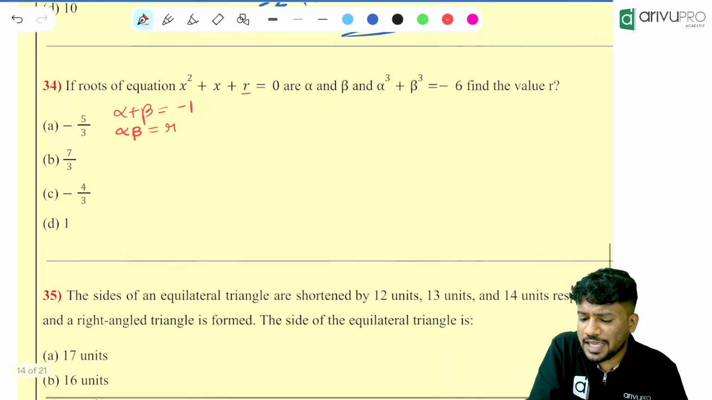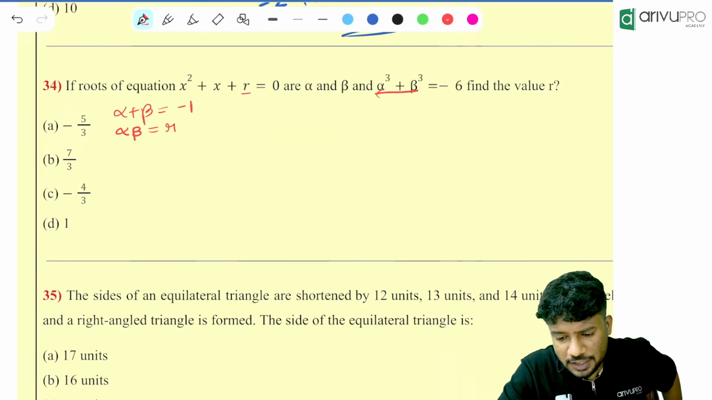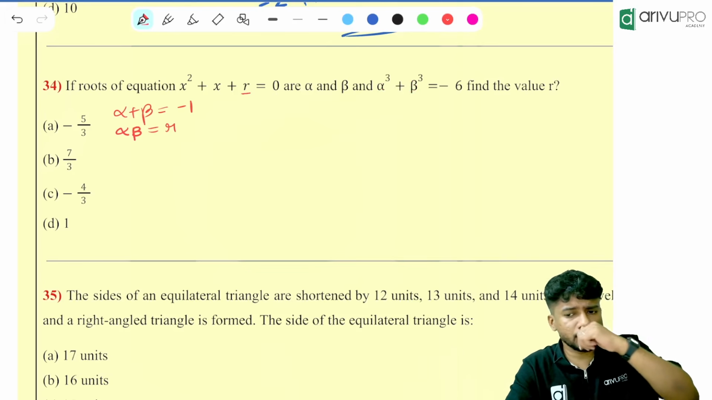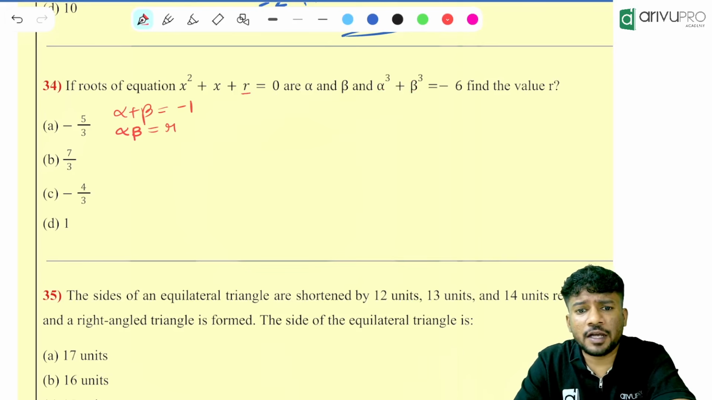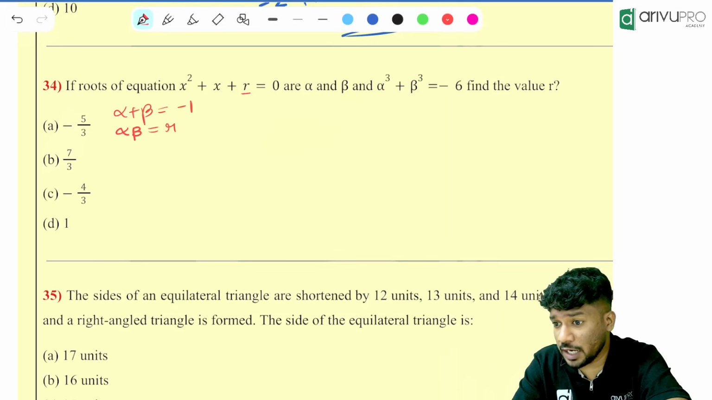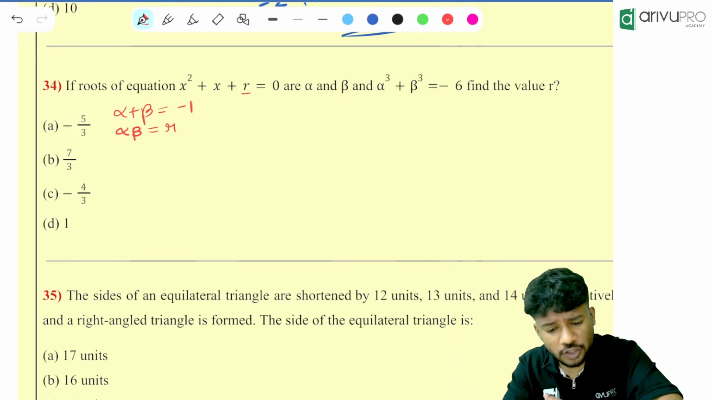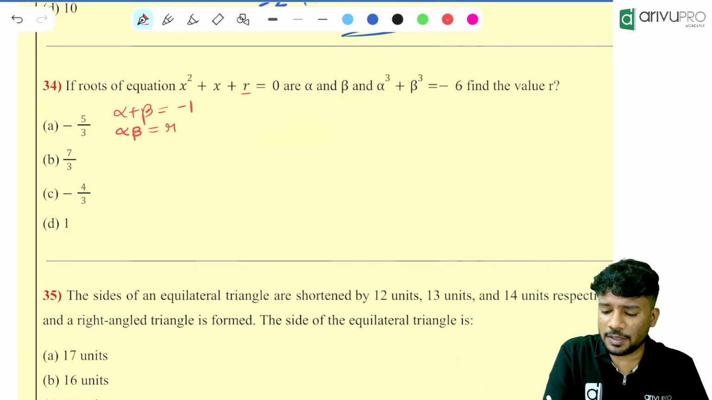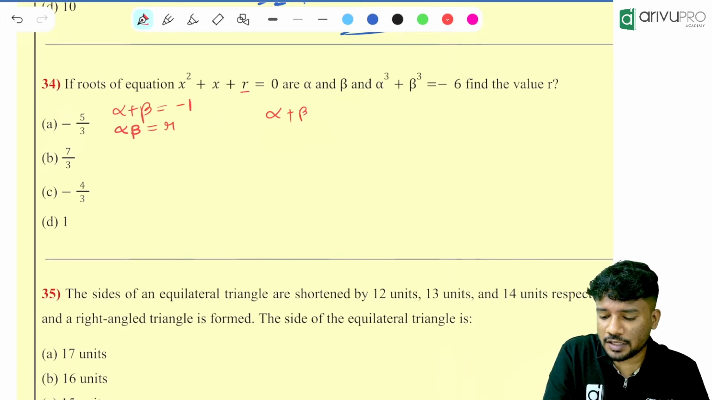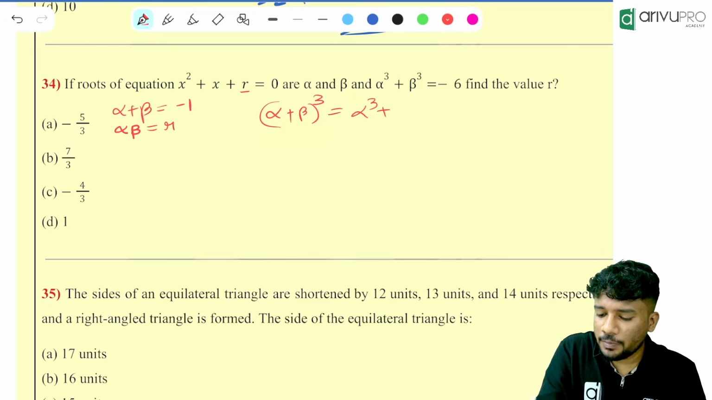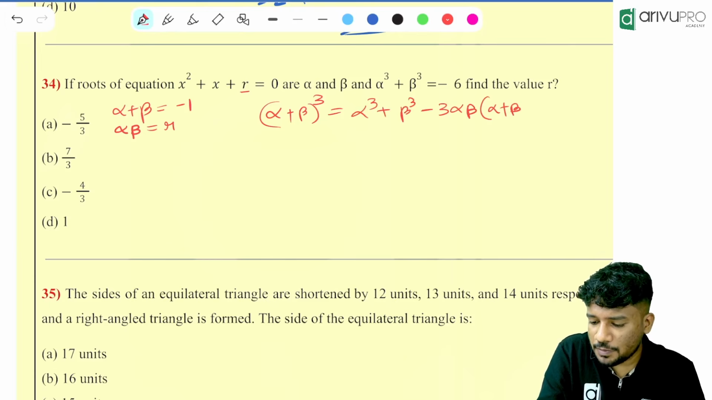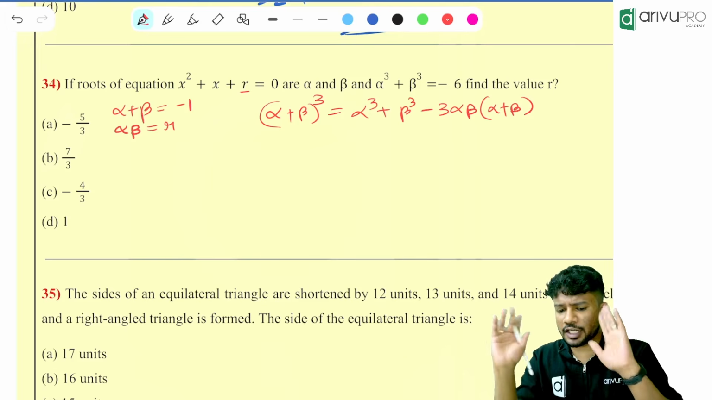People, since they have given alpha cube plus beta cube, which formula will you use? Will you use alpha square plus beta square? Sorry, alpha plus beta the whole square formula? No, it will not give us the answer. The only possible thing is we should use the formula for alpha plus beta the whole cube is equal to what? Alpha cube plus beta cube minus 3 alpha beta into what? Alpha plus beta. Substitute the values, you will get the answer.